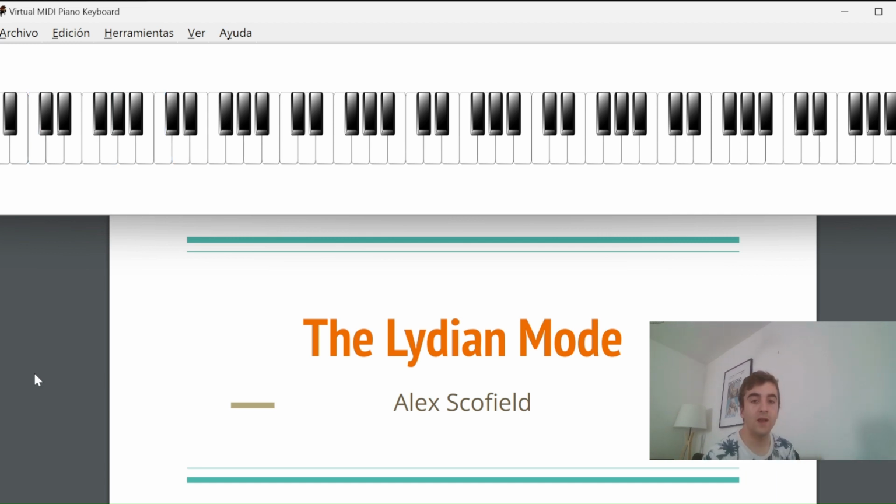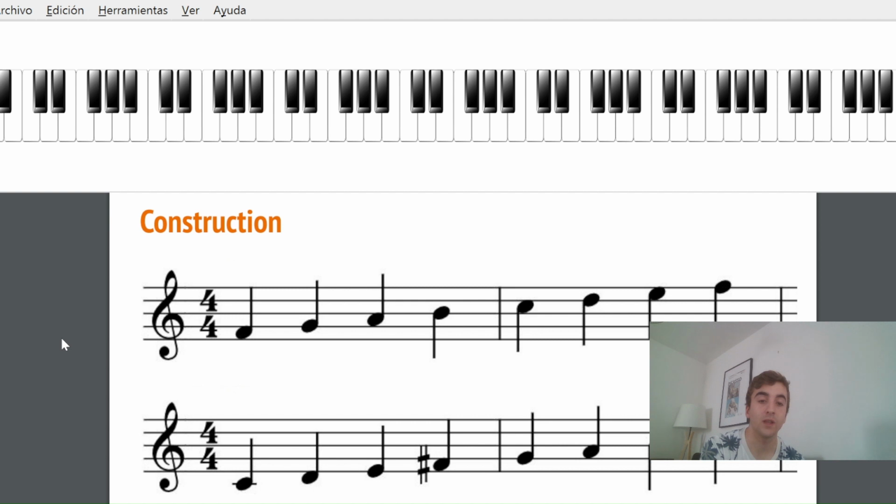Today I will be covering everything you need to know about the Lydian mode. So without further ado, let's get into it. As with all modes, there are two ways of constructing it.